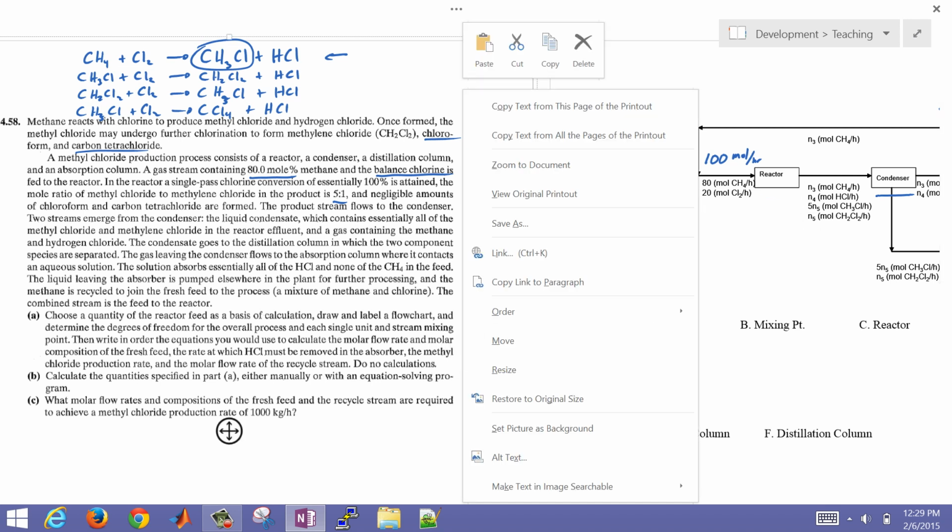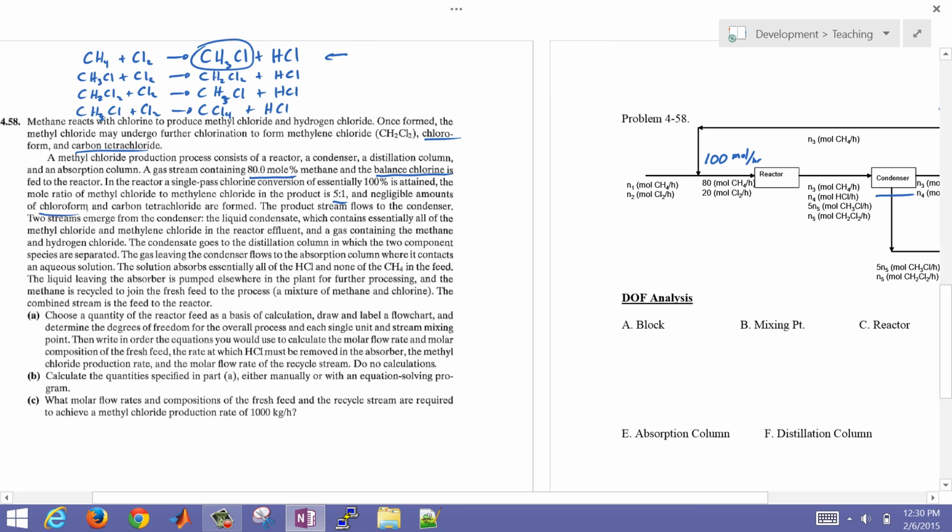Okay, so there's negligible amounts of chloroform and carbon tetrachloride. Okay, so negligible amounts of these last two are formed. And the product stream flows to the condenser. Okay, so here's my condenser. And 2 streams emerge from the condenser. The liquid condensate, which contains essentially all of the methyl chloride and methylene chloride.